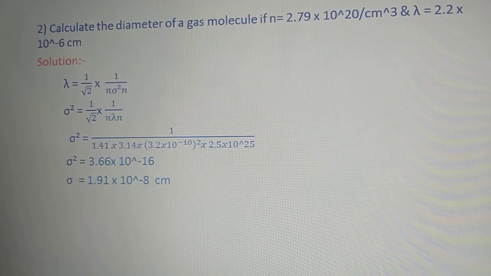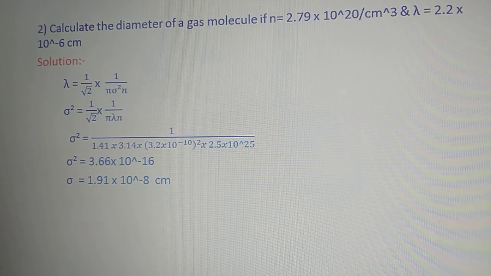Now let's go for the next one. Calculate the diameter of the gas molecule if n is equal to this and lambda is equal to this. So lambda and n, both values are given to you, and you are asked to calculate the diameter of the gas molecule. Now what is n? n is the number of molecules per unit volume, and lambda is mean free path. Both are given in centimeter, so you need not even convert. So it is just a substitution based problem.